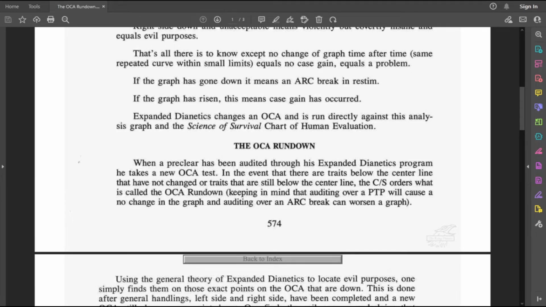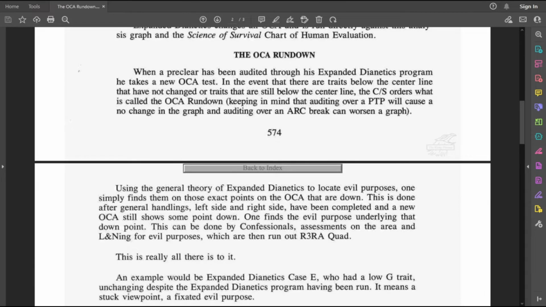So if you're doing auditing and your chart goes up, that just means you're getting more and more indoctrinated to be like Hubbard. Your graph has risen because you meet their personality standards. It means you're more and more brainwashed.